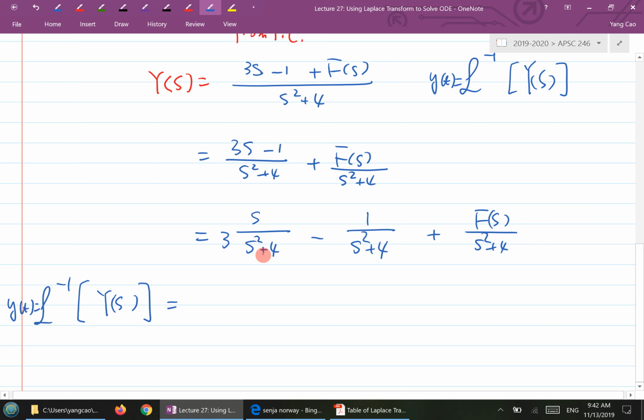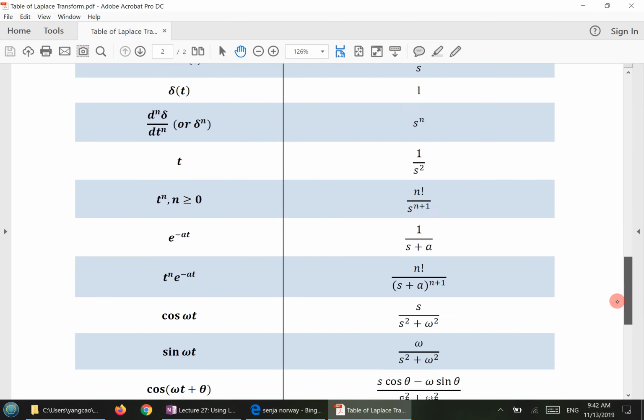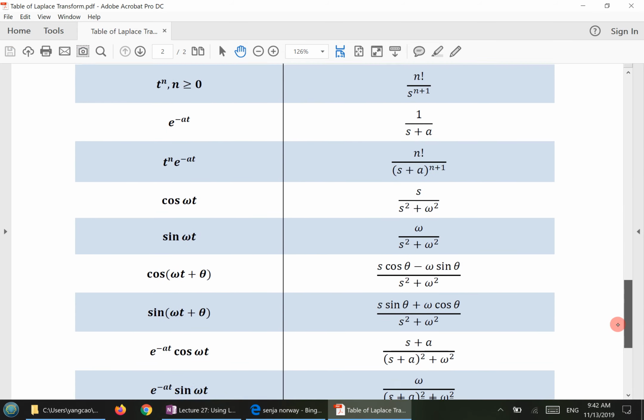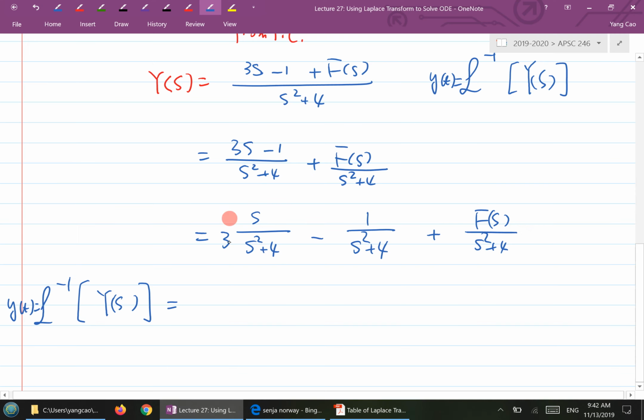Inverse Laplace transform means inverse Laplace transforming each one of the terms. For the first term, this is how you do it: you look up the table. Whenever you have s over s squared plus omega squared, the inverse is cosine omega t. So for the first term here, what's the omega? 2. So the inverse of the first term is 3 times cosine 2t. That's the first one.